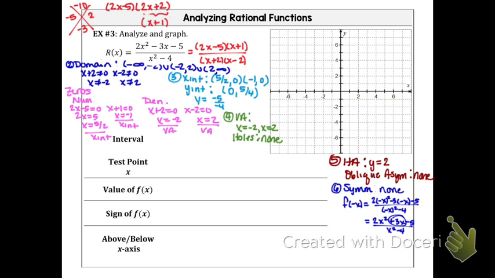All right, and 7 is going to be our number line. So I'm going to draw my number line here. Put my infinities. Let's see, it's going to be our x-intercepts, which are negative 5/2 and negative 1, and our vertical asymptotes, which are negative 2 and positive 2. So put them in order from smallest to largest. So negative 2, negative 1, 2, and 5/2.